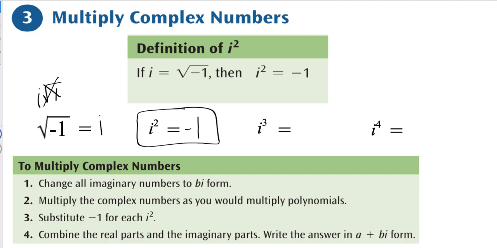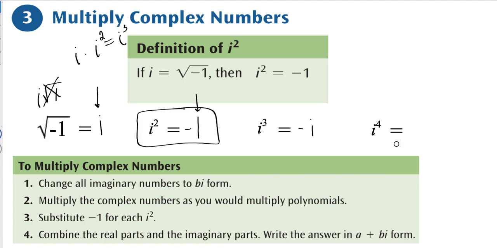All right, this one, and then i to the fourth as well. So i to the third, how does this work? Well, we're really taking this, negative 1, and multiplying it by an i, okay? Because that would be i times i squared is equal to i to the third, okay? So this is just a negative i.